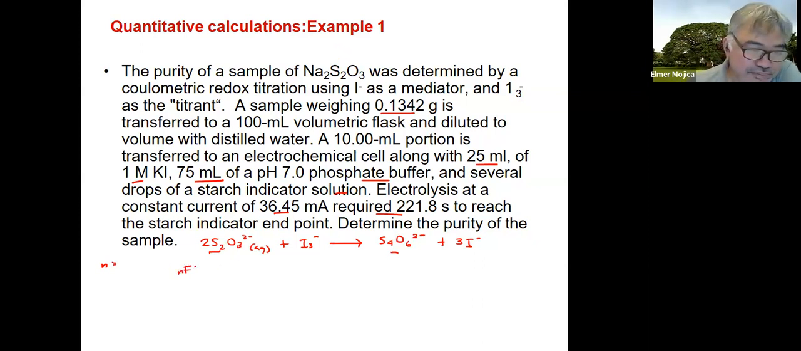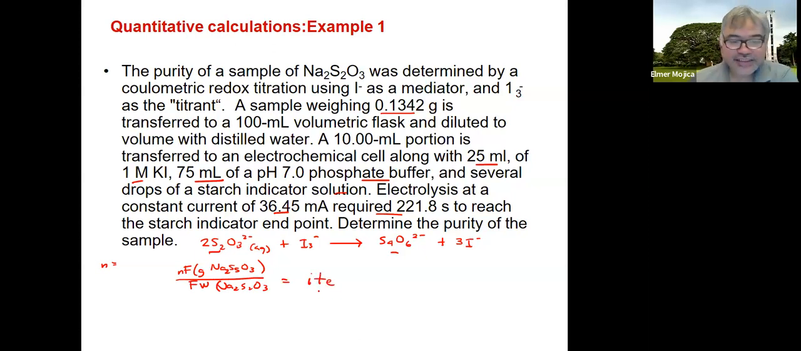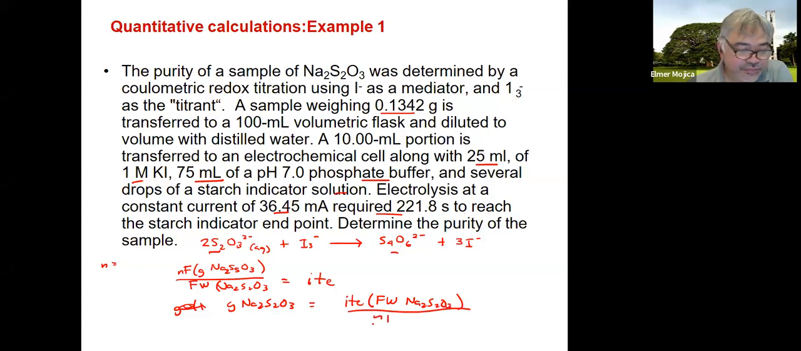So if we look at this, we could say this is nF, equal to grams of Na2S2O3 over the formula mass of Na2S2O3. That is equal to the current times the time of electrolysis. If we rearrange this, you have grams of Na2S2O3 equals i t e times the formula mass of Na2S2O3 over nF, right?